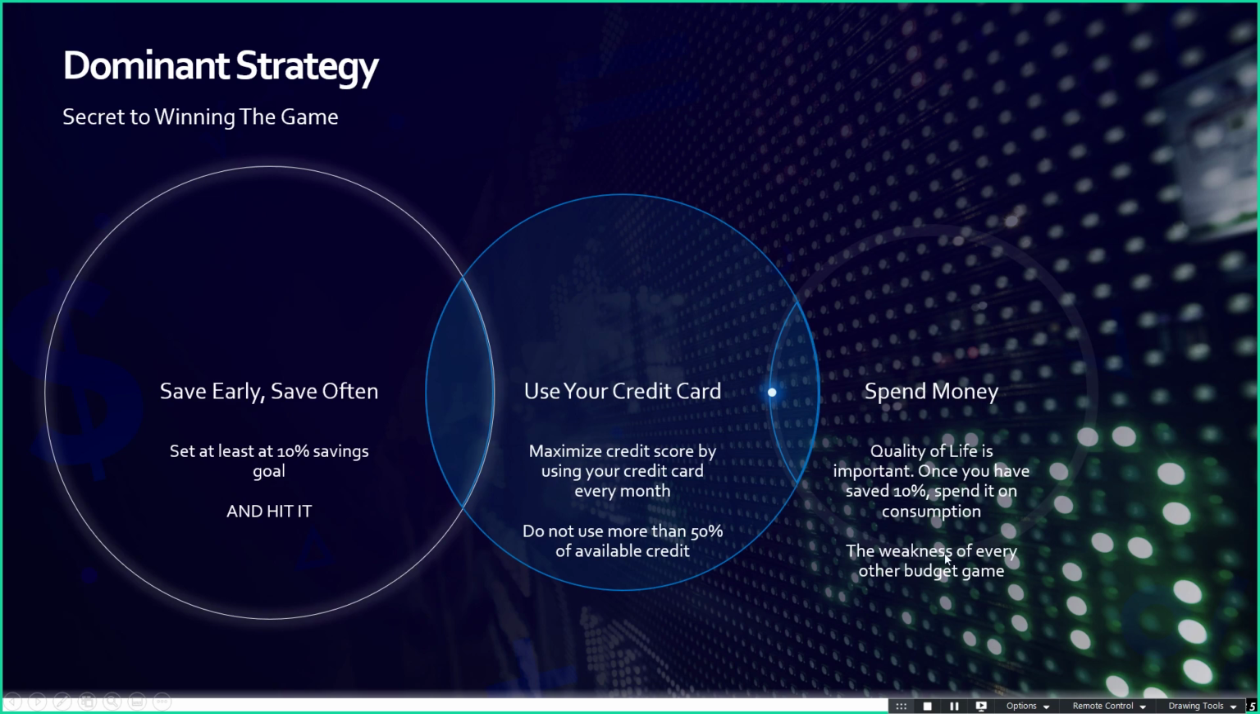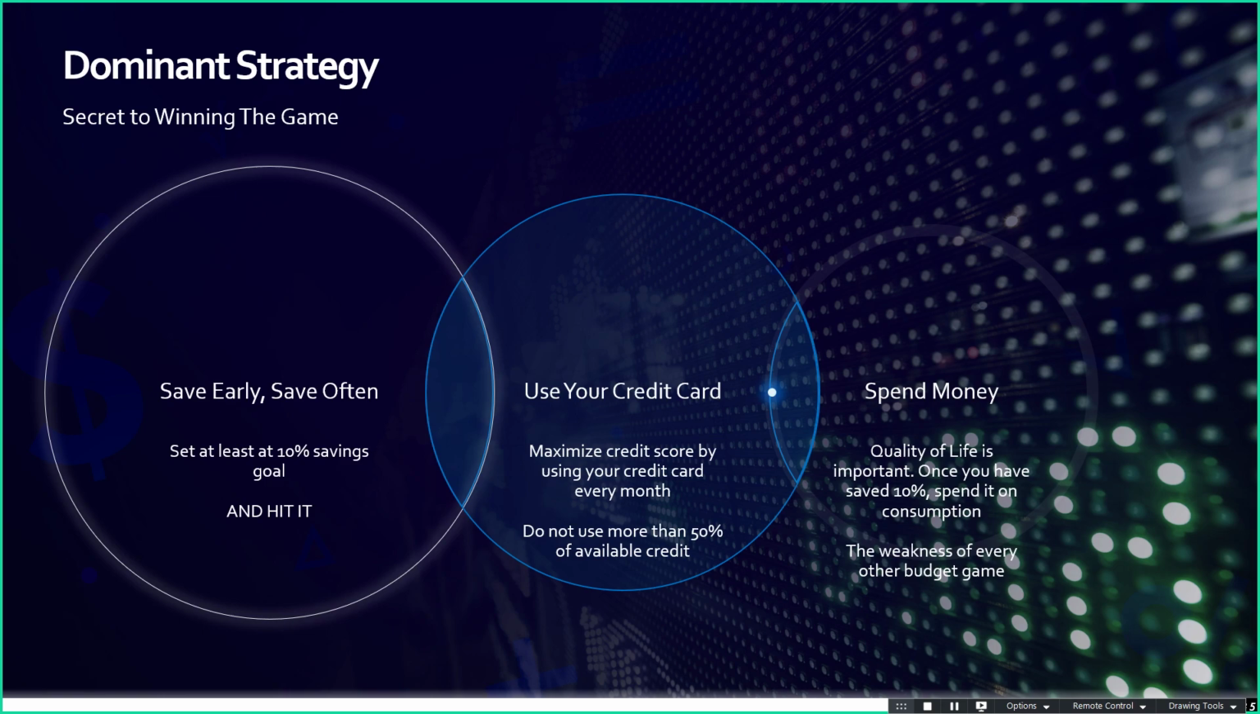And the third and least component of the overall game score is spending the money. The quality of life is important, but the way points are distributed is modeled such that you will maximize your game score by spending money only once you've hit your 10% savings goals. If you don't hit that 10% goal, spending extra money doesn't help you in any way.